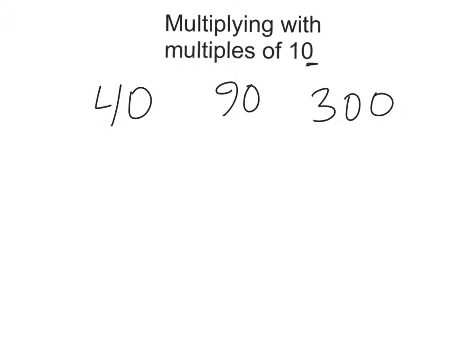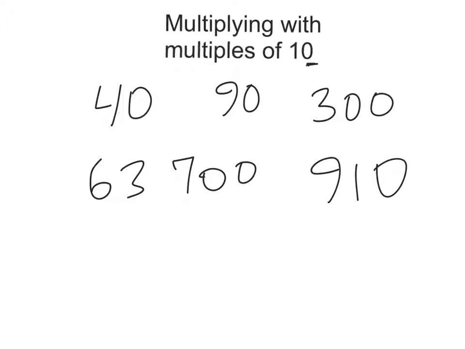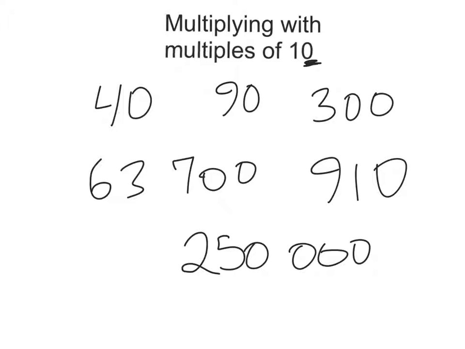This video is all about multiplying with multiples of 10. A multiple of 10 is a number that ends in a 0, like 40, 90, 300, 63,700, 910, 250,000. These are all multiples of 10 because they end in a 0.